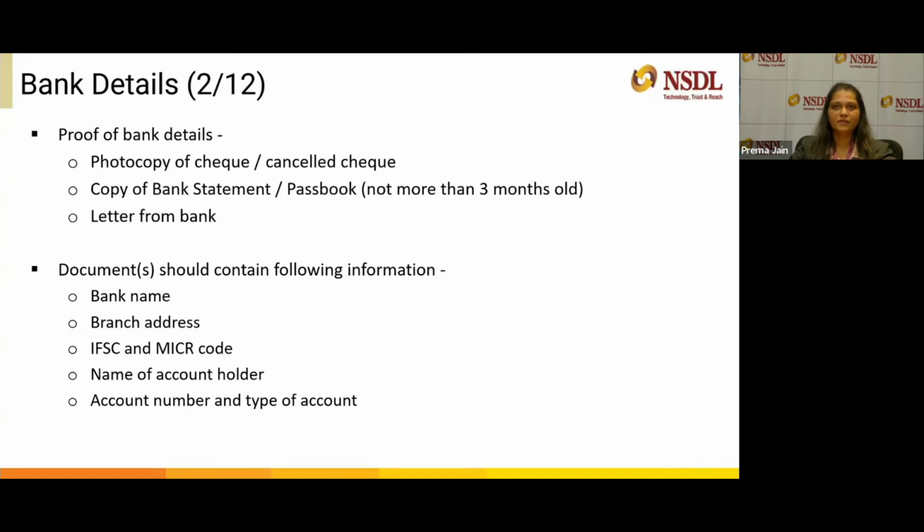In case of bank details, any one or more of the below documents can be collected: photocopy of cheque or cancelled cheque, copy of bank statement or passbook not more than 3 months old, letter from bank. Those documents should contain bank name, branch address, IFSC, MICR code, account number, type of account, and name of the holder. All the documents should be self-attested and verified with the original, and a stamp should be affixed on those documents. If any of the documents is in a foreign language, then translation into English is required.